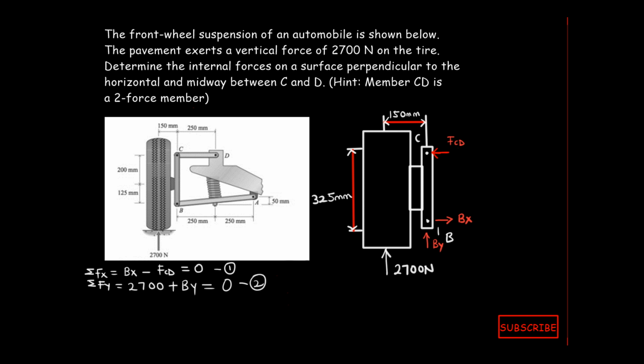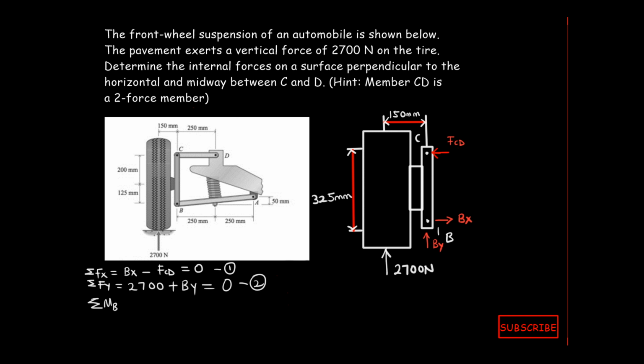So now we are going to take the moment. We're going to take the moment about point B. Let's take note of that. When you take the moment about point C, you will not be able to find FCD because you already have two equations with three unknowns here. So when we take the moment about C, you will not be able to find FCD. So for that reason, let's take the moment about point B. So the sum of the moments about point B.